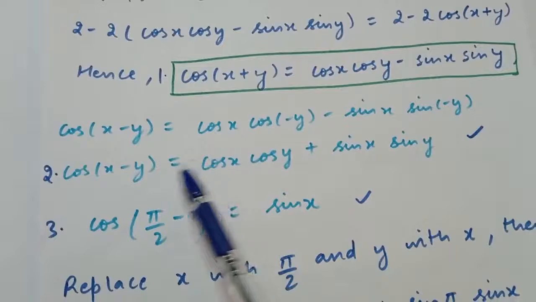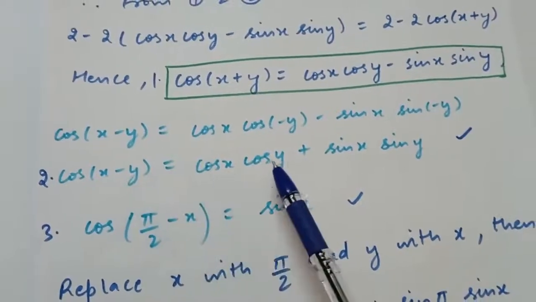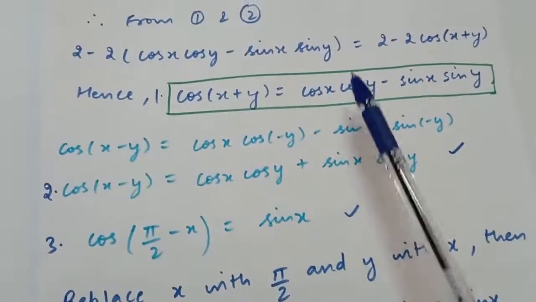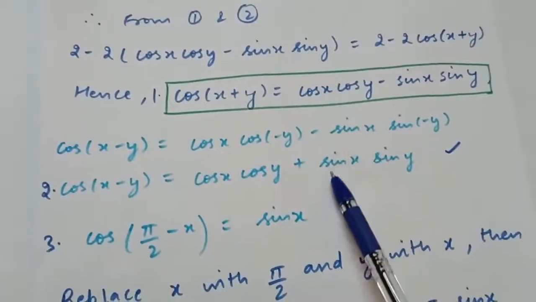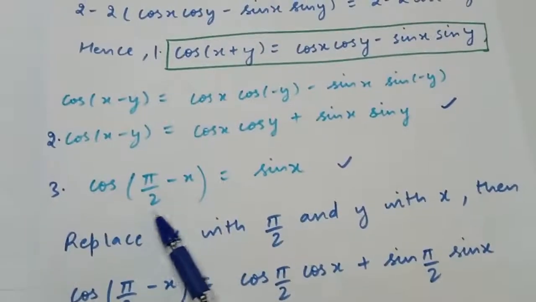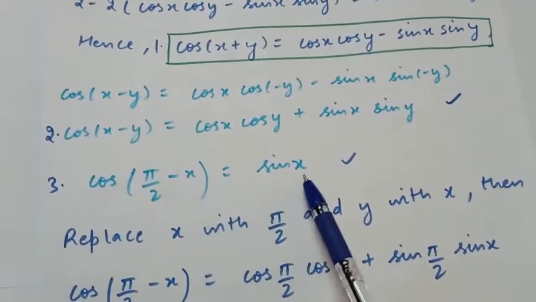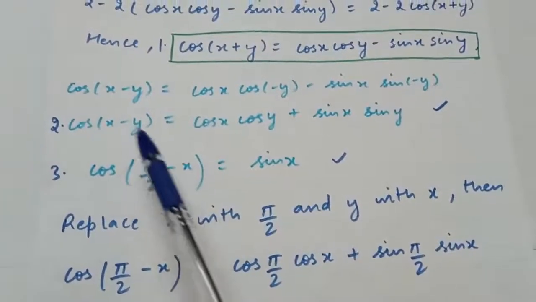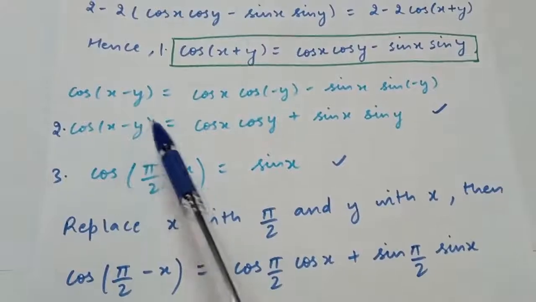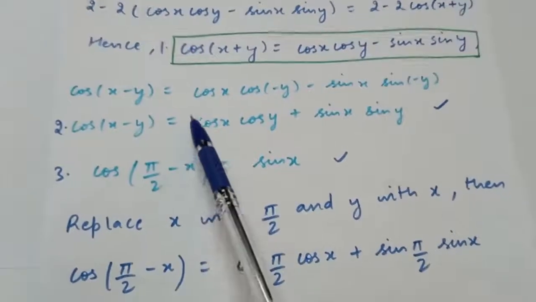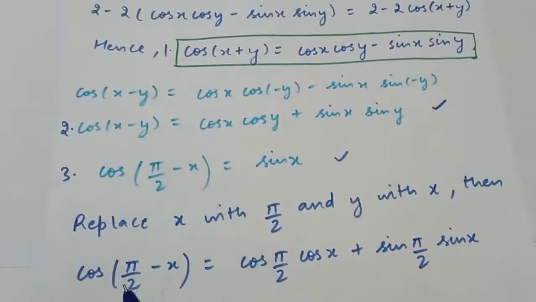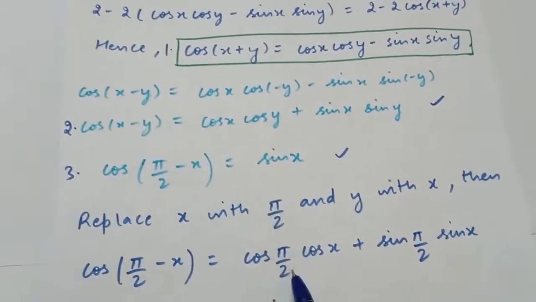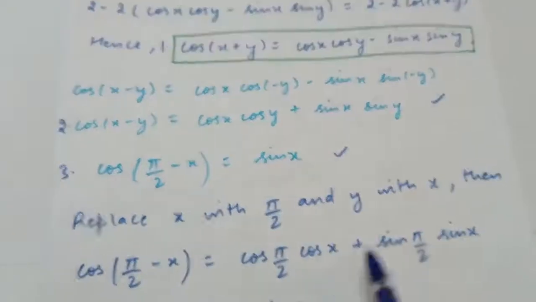Therefore the formula of cos x minus y is cos x cos y plus sin x sin y, right? You have to learn both of these formulas. Now see, cos of pi by 2 minus x is equal to sin x. To get this, we will replace x with pi by 2 and y with x in this second formula. So this will become cos pi by 2 minus x equal to, in place of x, pi by 2, in place of y, x, right?